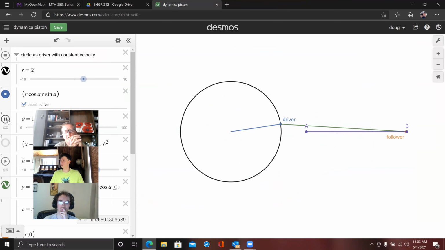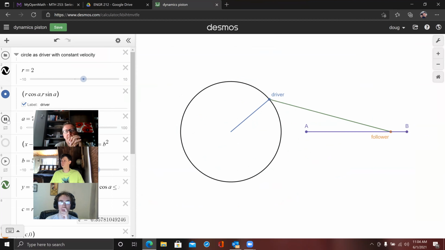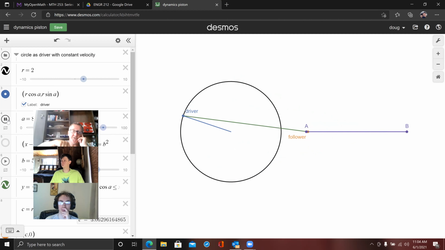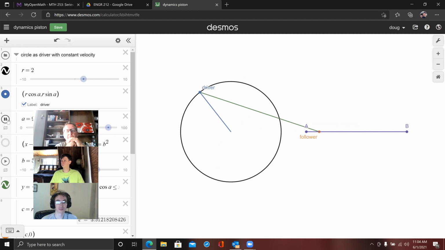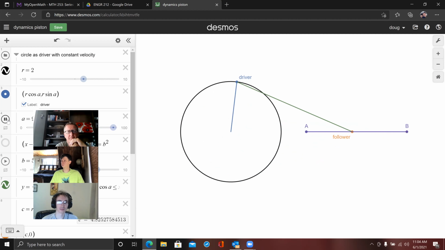So notice the dot that's going around the circle, I'm treating as the driver. But do you see how the follower, the piston part of it, there are times when it goes no speed at all? When it hits B for a second there, it actually stopped. And when it hits A, it stopped as well. And do you notice its speed is actually changing? It's not the same speed all the time. Even though the rotational speed, the omega, is a constant speed, the follower speed, or the piston, isn't going the same speed the whole time.